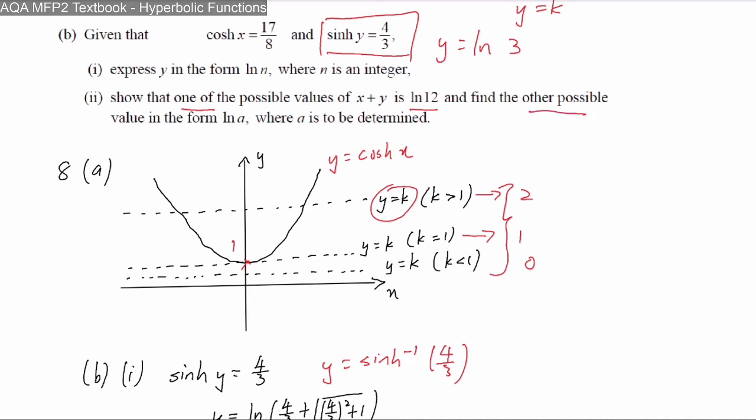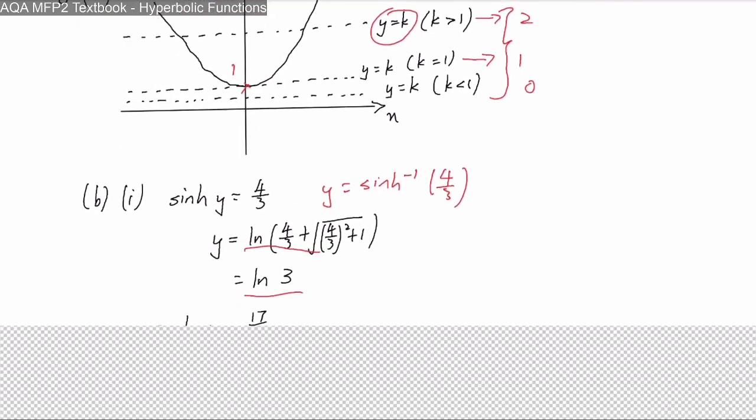So how do we get the values for x plus y? For this x value from the cos x, it must have two values. In fact, we have already shown this in the earlier part, part A, because 17/8 is greater than 1. What we have shown in the first part is that x must have two values. From the symmetry property of cos x, this x value can take plus or minus of the value.